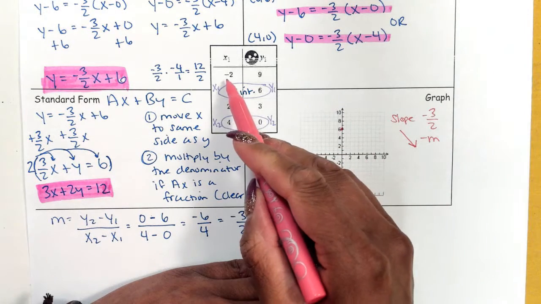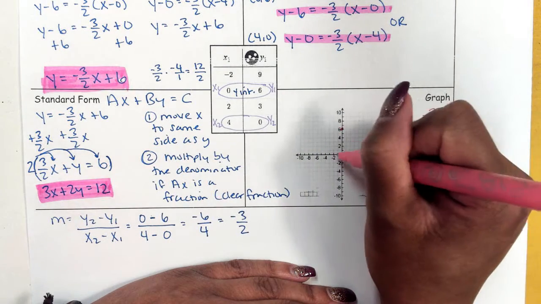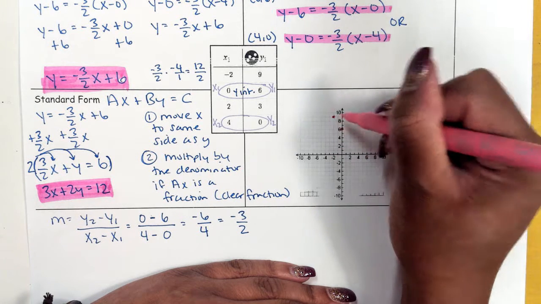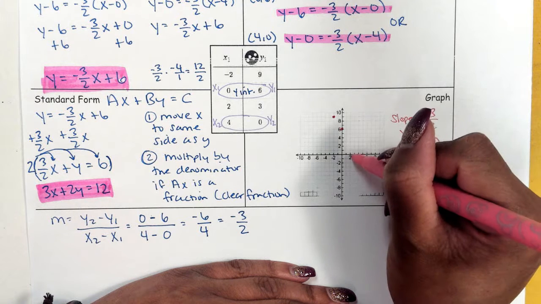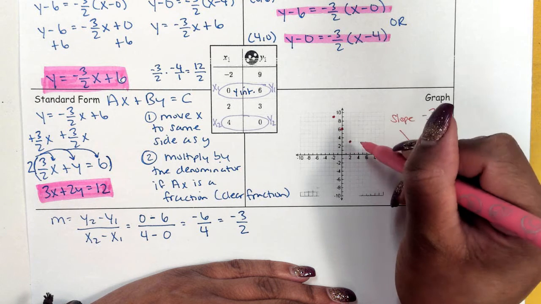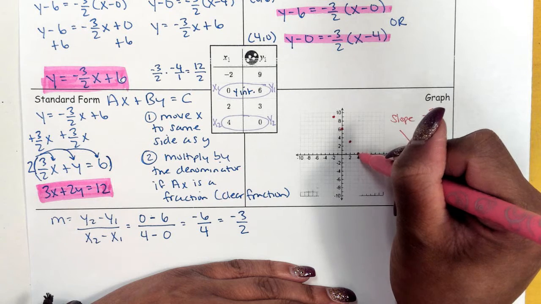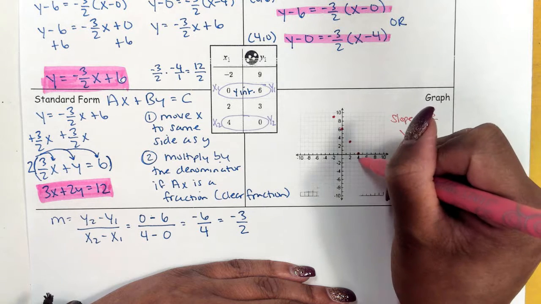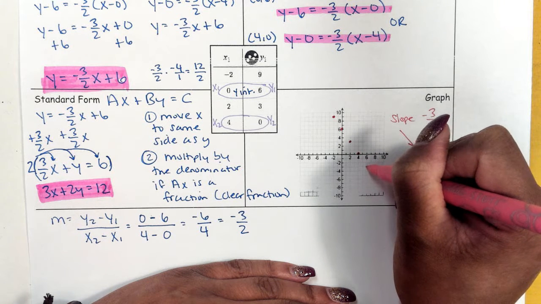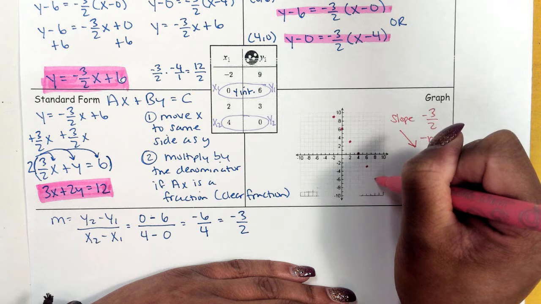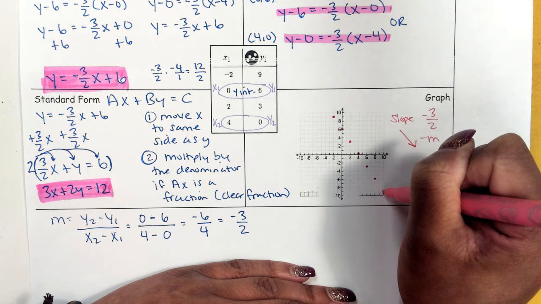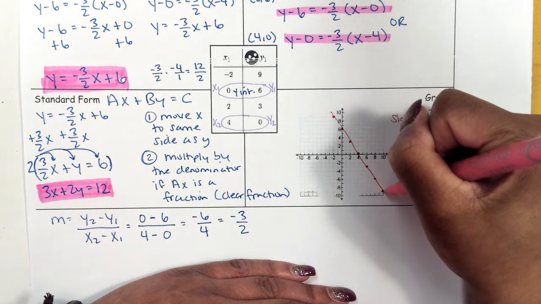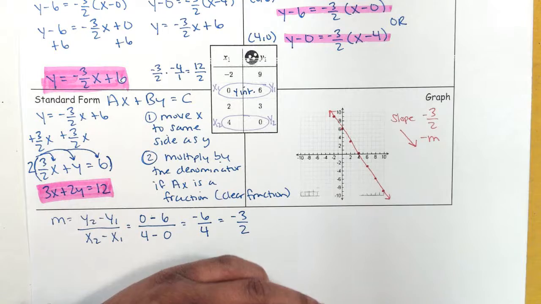Then we can plot our other 2 points. Let's do (-2, 9). Okay, and then we have (2, 3), and then we have (4, 0). We can keep going down to the rest. Our slope is going down 1, 2, 3, and we go over 1, 2. And there is our line.